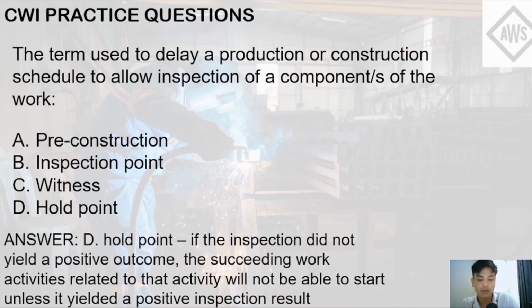So he may indicate in the inspection procedure or the test plan that the inspection for the joint preparation is a hold point. Thus, if he finds it unsatisfactory, the welder needs to rectify the joint preparation to the acceptance criteria so as to proceed with the succeeding activity, basically to weld the joint.